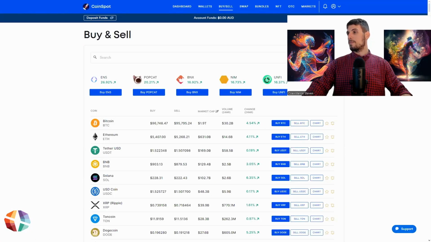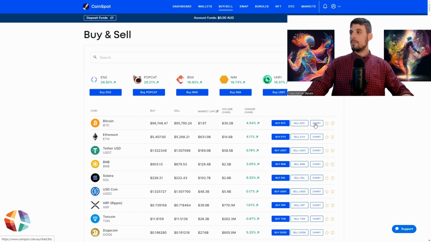And so this is my CoinSpot. As you can see here, it'll be different on your phone than it will be on your computer. You've got your buy, your sell, and this is in the buy sell section. You can also go to the chart. So it depends on what your strategy is about how you're actually going about buying this.